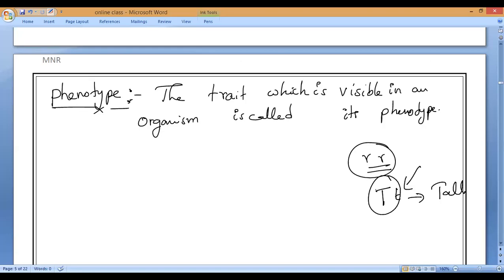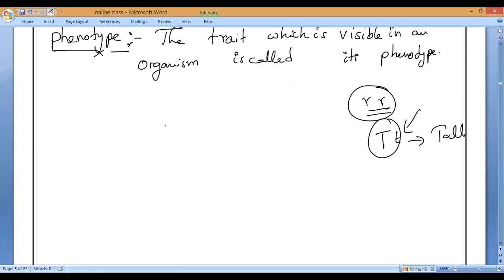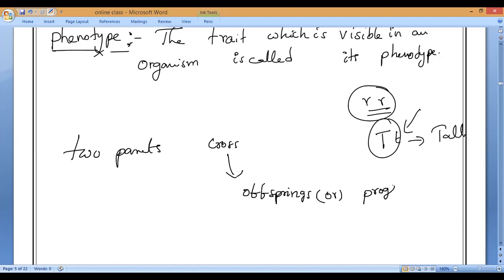Now these are the words we will use basically in this heredity chapter. Now when two parents cross or breed, any two parents of any organism, they will produce what, guys? Parents, when they cross, what will they produce? They will produce offsprings. I told you offsprings we can also call as what? Yes, please. Progeny. Please remember, offsprings are called progeny.